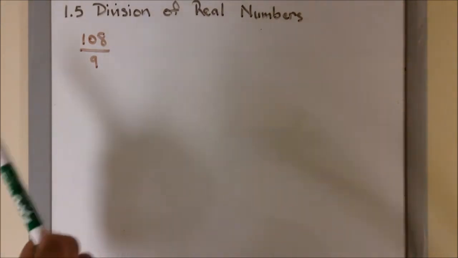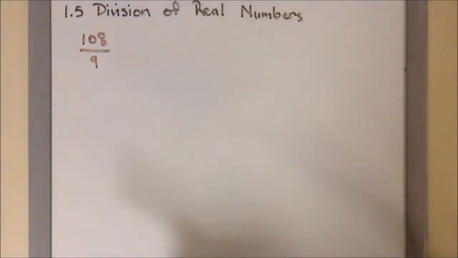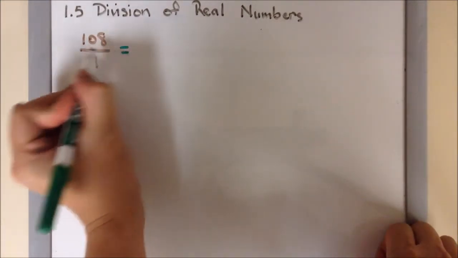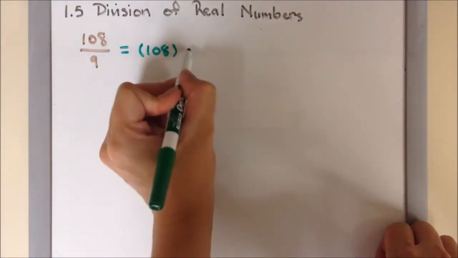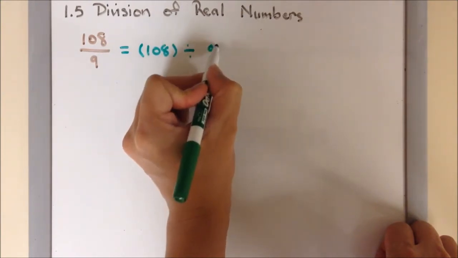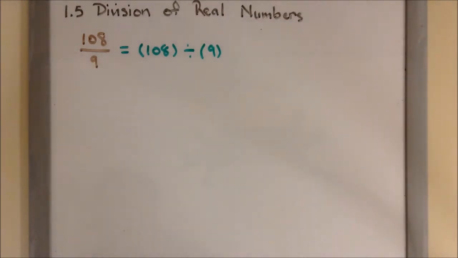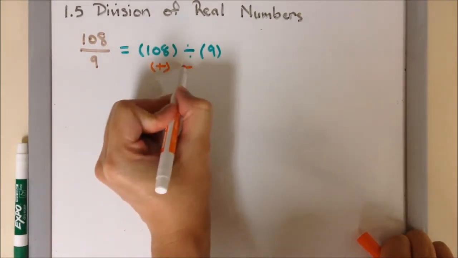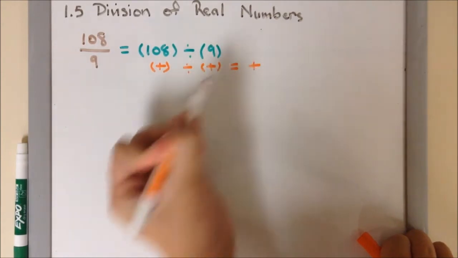In example 2, we have a fraction where it is 108 over 9. Now if I rewrite it as a division problem, it is the same as positive 108 divided by positive 9. Alright, so just like the first example, again, it's a positive 108 divided by positive, equal to positive.